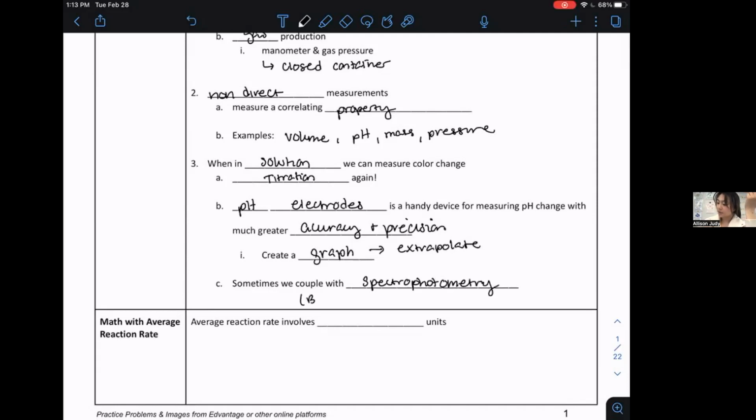Okay, and dare I say Beer's law. I've taught you Beer's law very briefly. But here we are, nonetheless, right?